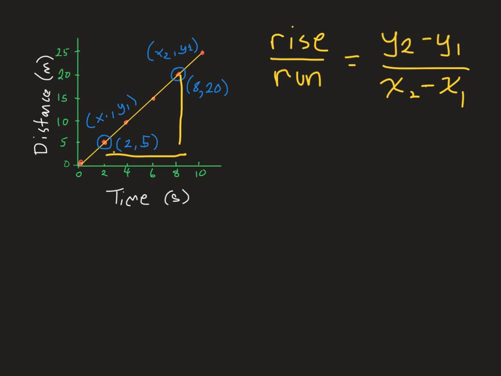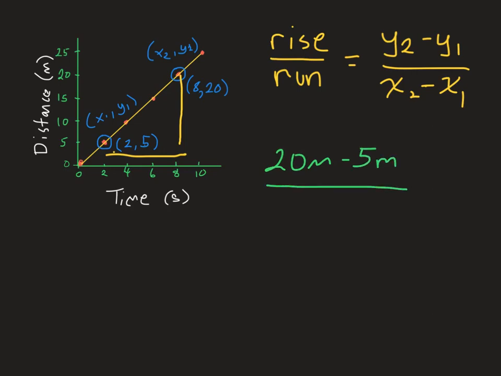Now we've already identified y2. We said that y2 is going to be 20. We said that y1 is going to be 5. So in terms of the math that we're doing, we're going to go 20 minus 5, y2 minus y1. But let me back up a little bit here. Remember that our y values are telling us our distance, which in this case on this graph is measured in meters. So I'm really going 20 meters minus 5 meters. Those units will be important for us.